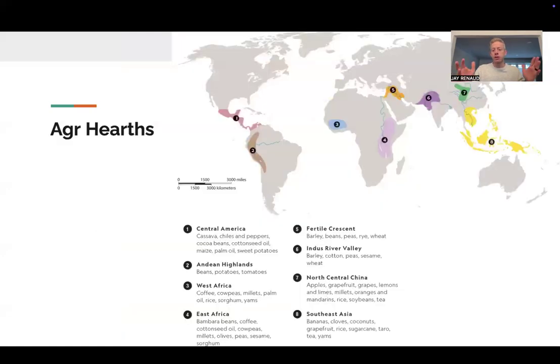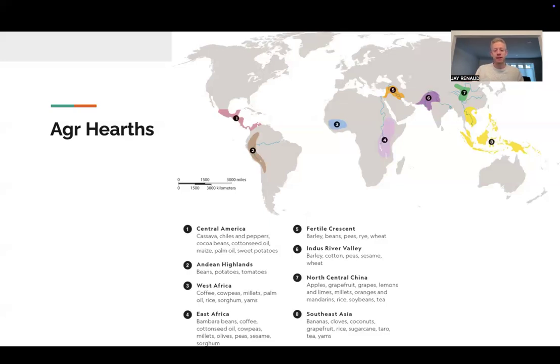As the map here shows, these are our different agricultural hearths. Different crops and animals originate in these different hearths. Some of the ones I just try and get my students to remember is Central America, corn, in the Andes, potatoes, tomatoes, in Africa, coffee, in the Fertile Crescent, it's known as the breadbasket, wheat. Fertile Crescent, wheat.